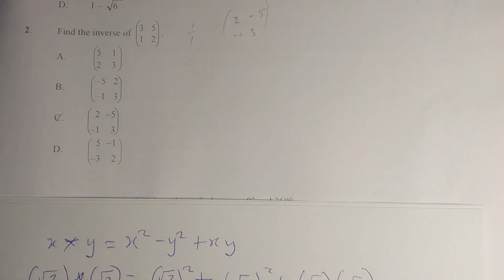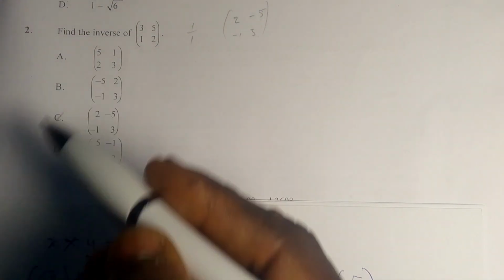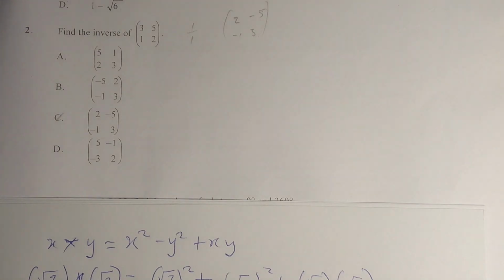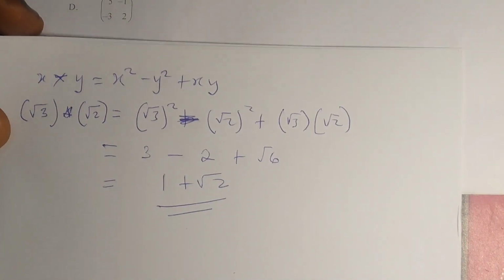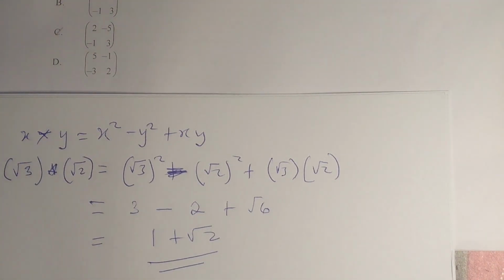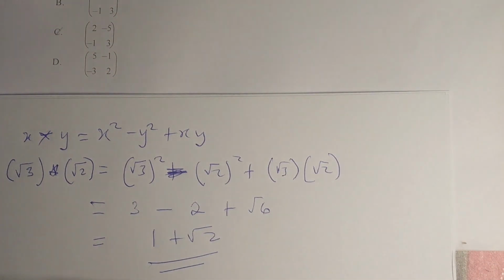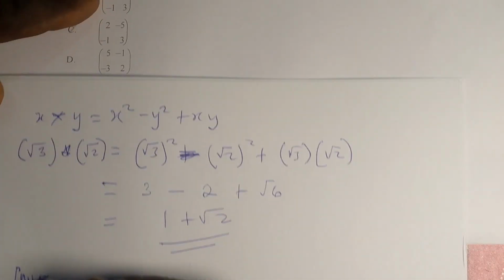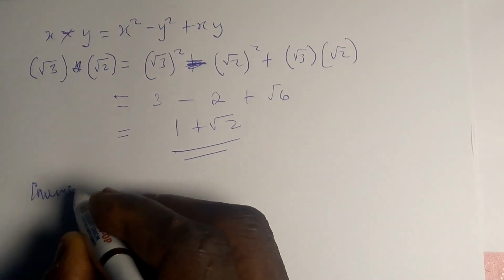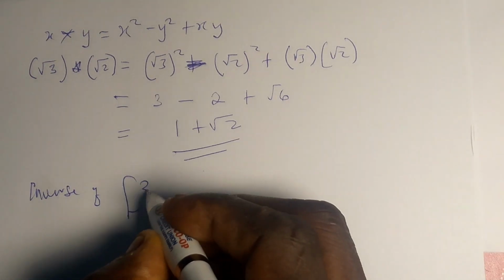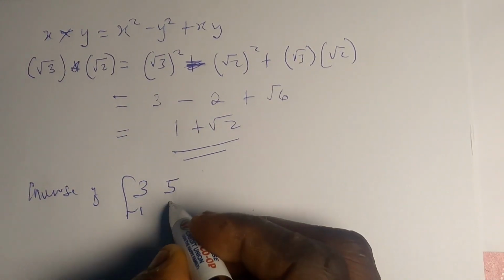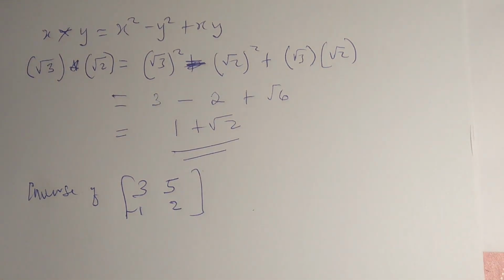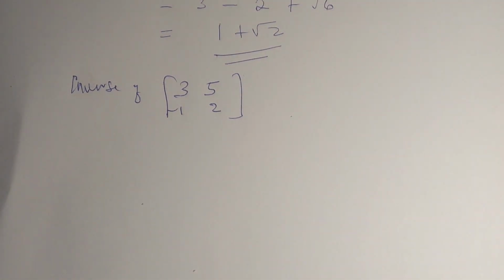I also want you to pause and try your hands on the second question. But let's move on. We have an expression here, and we should find the inverse of the matrix 3, 5, 1, 2. Now, I believe that you remember how to find the inverse.